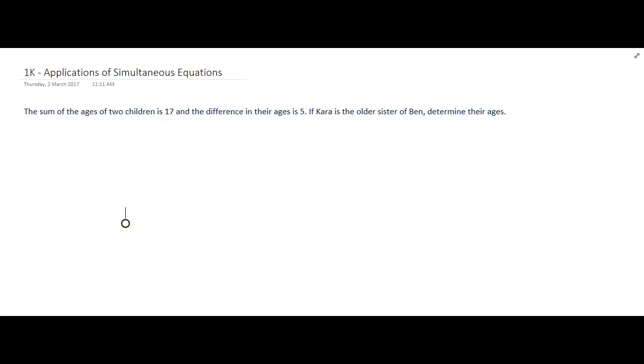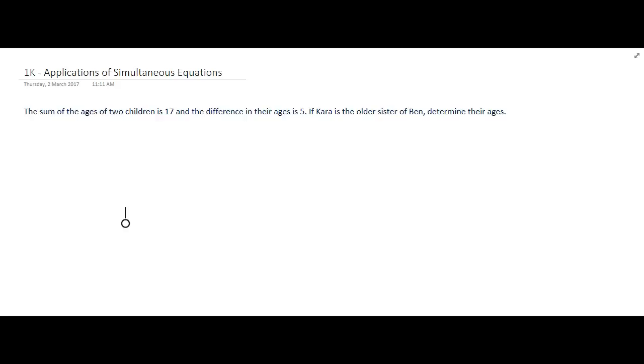Okay, so worded problems, applications of simultaneous equations. This question involves two children. The sum of their ages is 17 and their difference is 5. Kara and Ben. Kara is the older sister of Ben, and work out their ages.